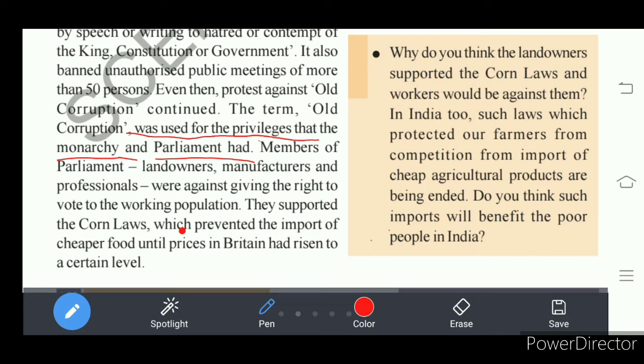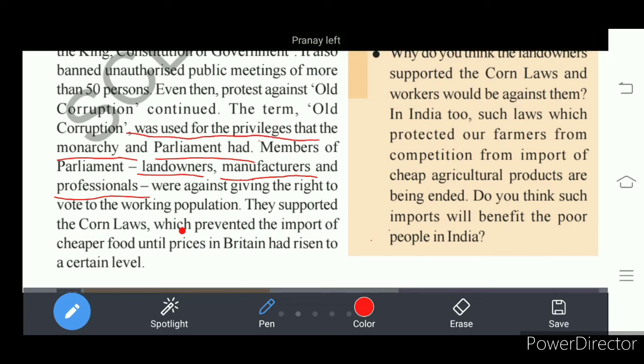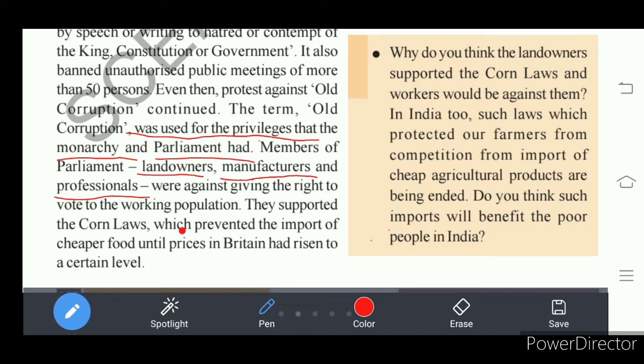And the parliament also enjoyed some privileges. Who were the members of the parliament? Landowners, manufacturers, and professionals. Landowners are nothing but industrial capitalists, and manufacturers are the owners of the industries, right? They were not interested in giving the right to vote to the working population. Do you think they would go against themselves in making a law granting the right to vote to the working population? No.